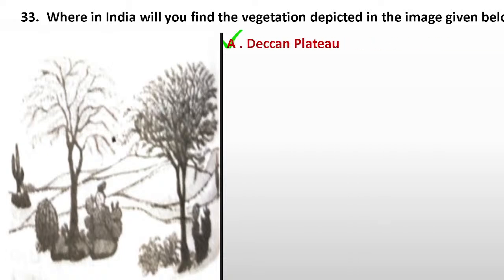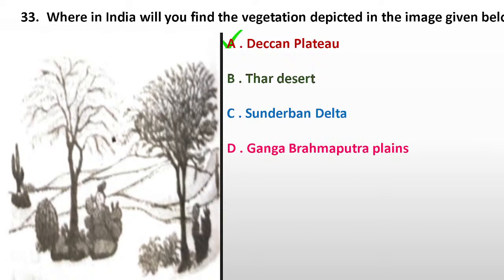And your options are A. Deccan Plateau, B. Thar Desert, C. Sundarban Delta, D. Ganga Brahmaputra Plains. And you can see the answer as well. So this kind of vegetation depicted in the image is ought to be seen in the Deccan Plateau.